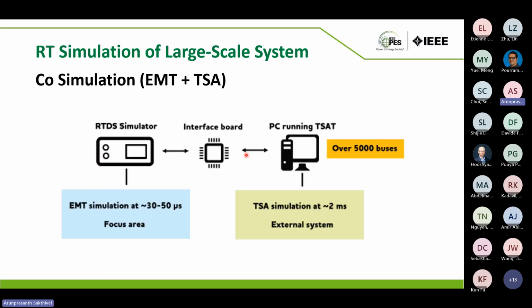And the third option is a co-simulation option. The RTDS simulator can be interfaced with the TSAT simulation tool using an interface board, which is again based on FPGA. The TSAT side can simulate up to 5,000 buses, and the remaining can be modeled on RTDS. The interface is done through a GT FPGA, and everything runs in real time.